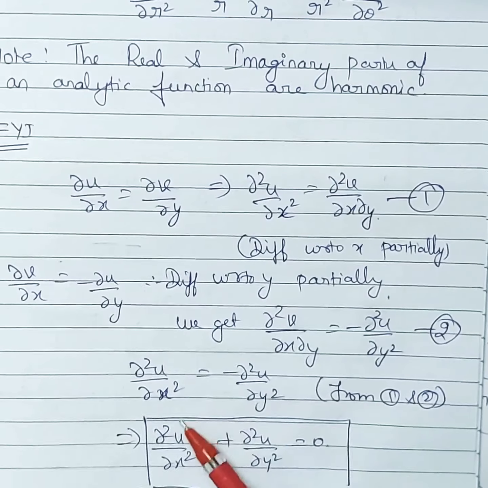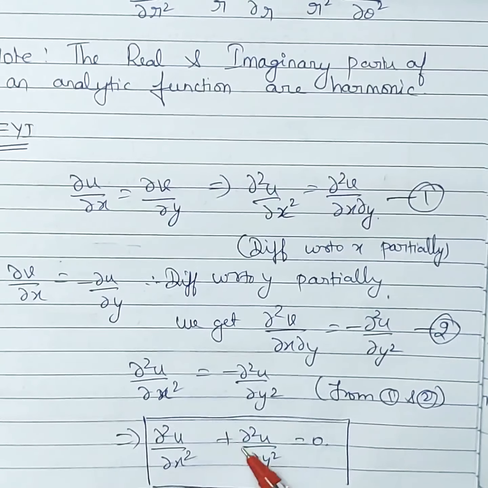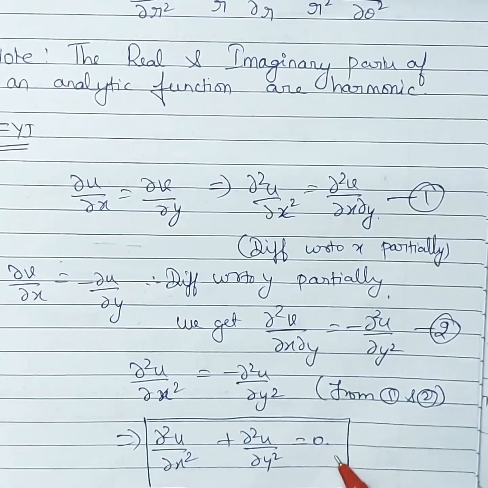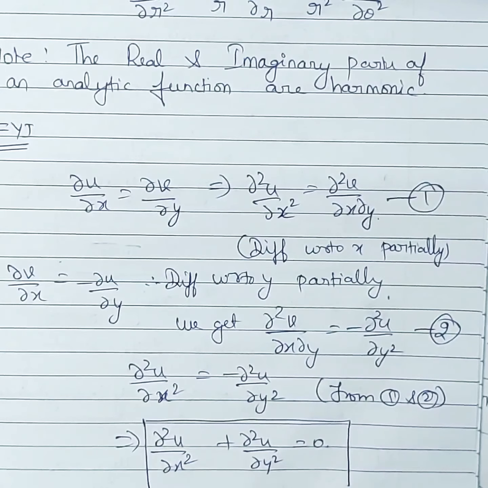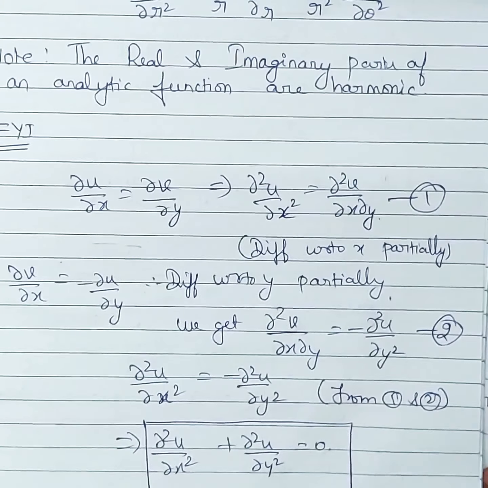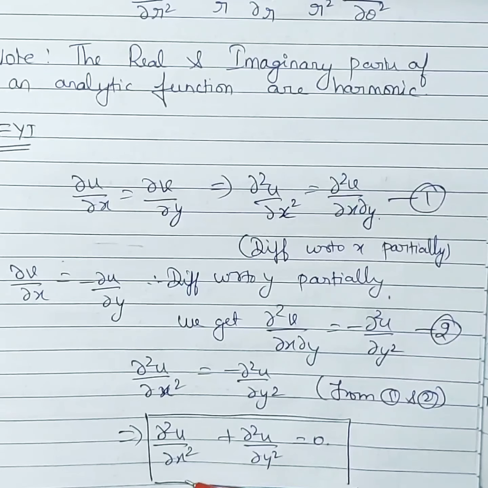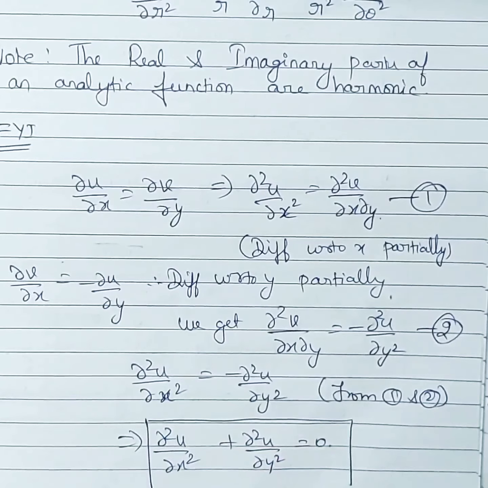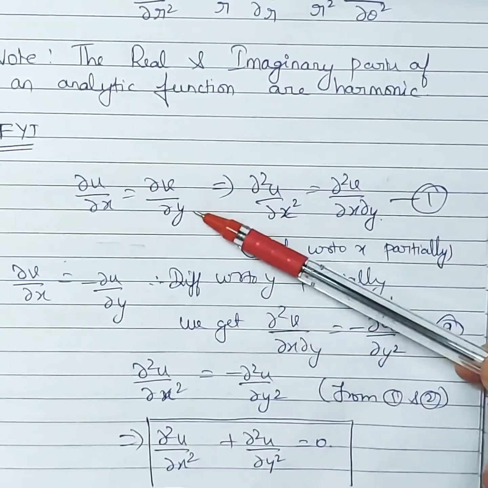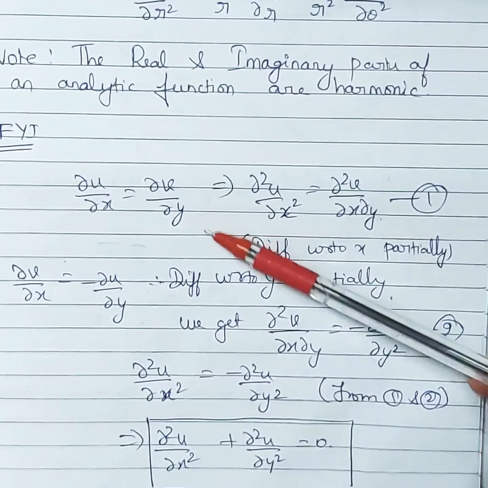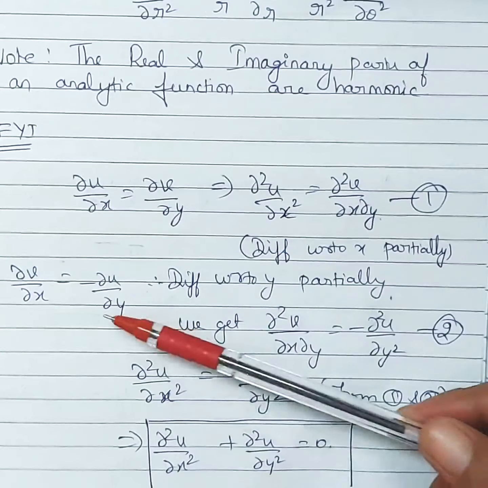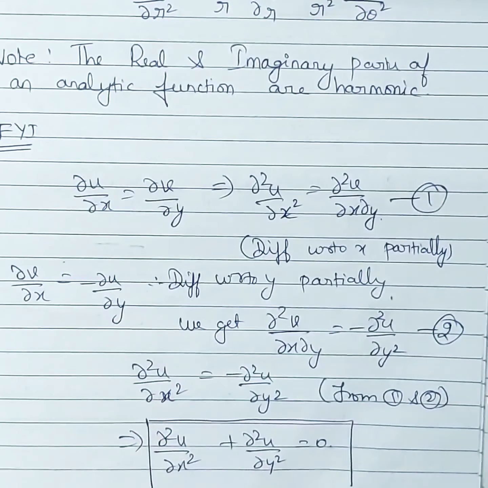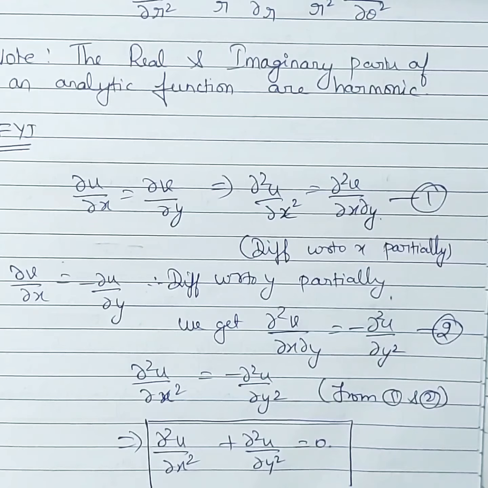If I bring this to the other side, del square u by del x square plus del square u by del y square is equal to 0. So actually what we have to prove in Cartesian form, del square phi by del x square, we have written in the formula, right? So in the place of phi I have u, then it means u is harmonic. Similarly, we can prove v is harmonic. Take this side, find del square v by del x square and del square v by del y square and you will get the desired result.